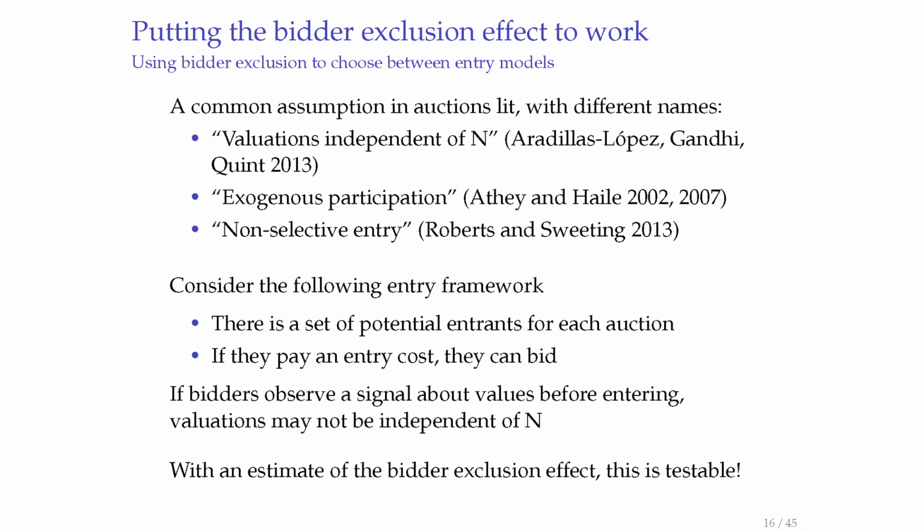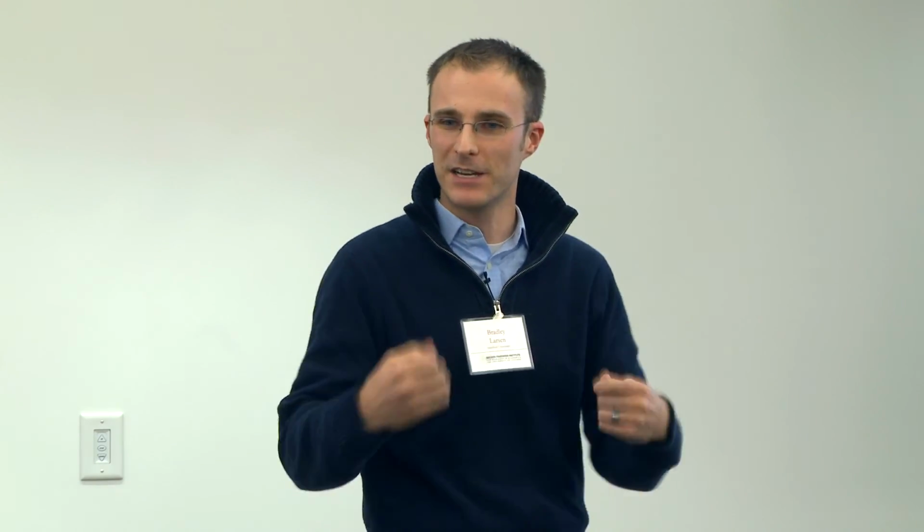Roberts and Sweeting refer to it as non-selective entry, and it's just this idea that the distribution of valuations, or the demand essentially, is the same even if the number of bidders is different between auctions. And this won't necessarily hold if you were to think about the entry process, meaning the potential bidders who decided to become actual bidders and participate. So consider this framework where there's a set of potential entrants for each auction, and if they pay some entry costs, they can bid.